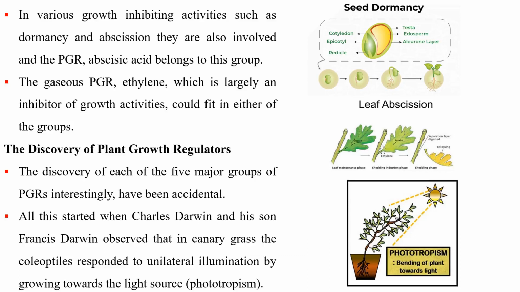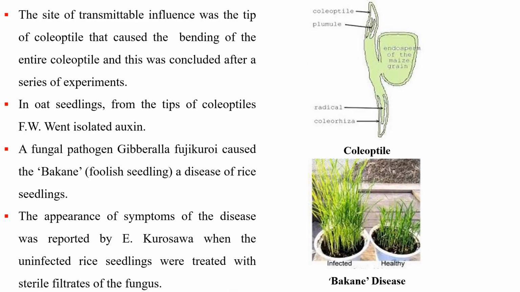The discovery of each of the five major groups of PGRs, interestingly, has been accidental. All this started when Charles Darwin and his son Francis Darwin observed that in canary grass the coleoptiles responded to unilateral illumination by growing towards the light source. The site of transmittable influence was the tip of the coleoptile that caused the bending of the entire coleoptile, and this was concluded after a series of experiments.